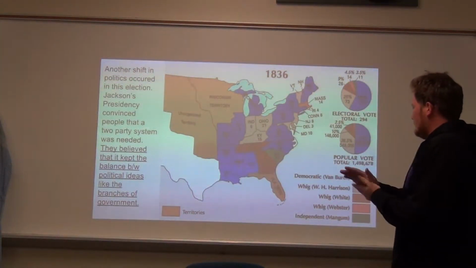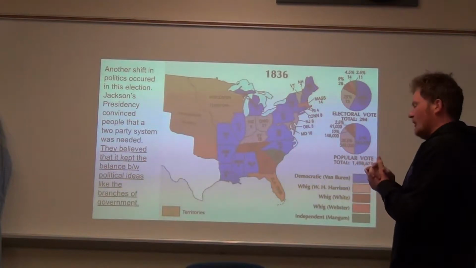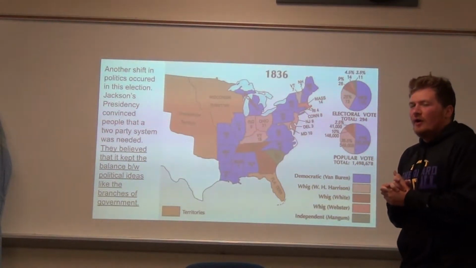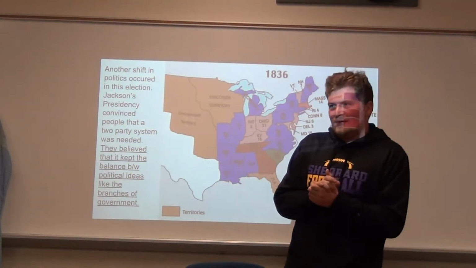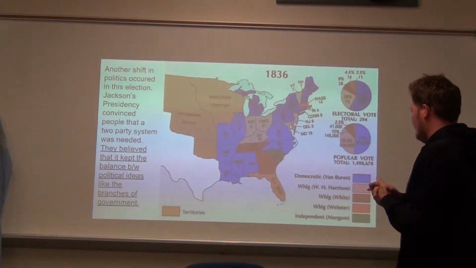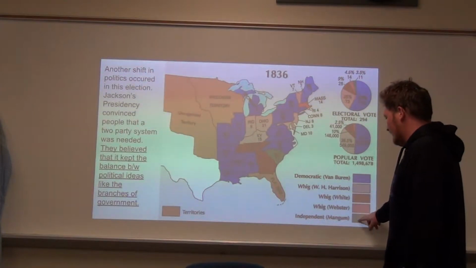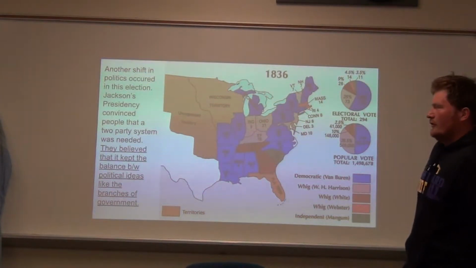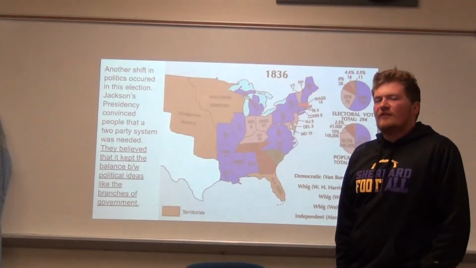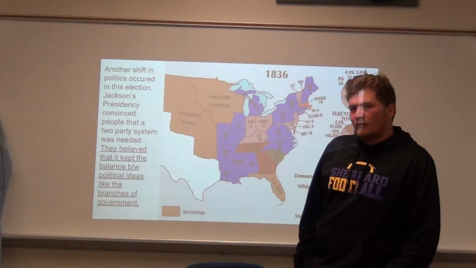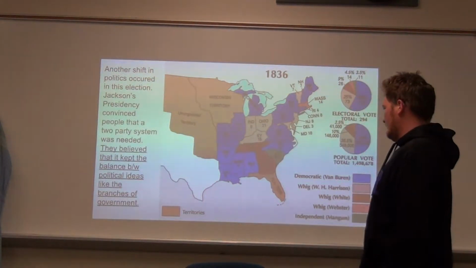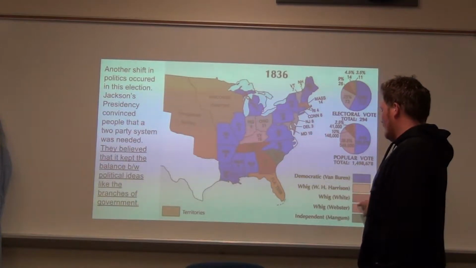So, in this election, you have Van Buren winning, and he was Andrew Jackson's right-hand man. As you can see, you have a lot of different candidates that oppose Van Buren. All of these people were considered Whigs. This is the time period when a new party is being created, after the election of Van Buren. These people are all Federalists.